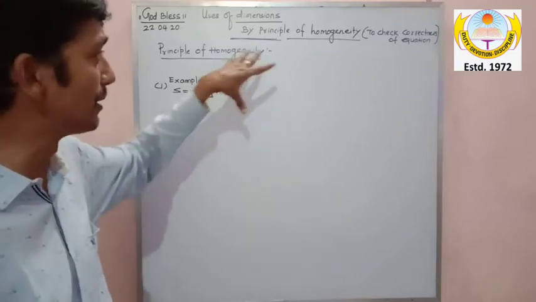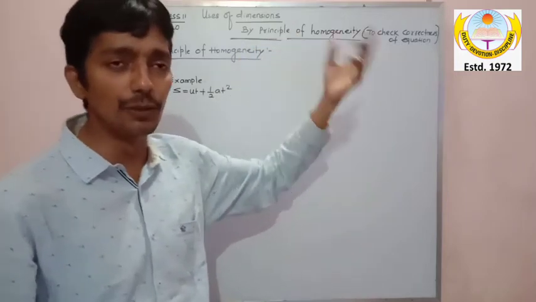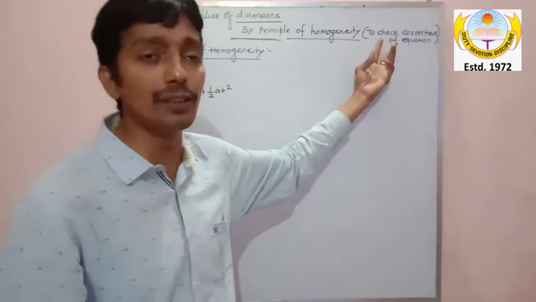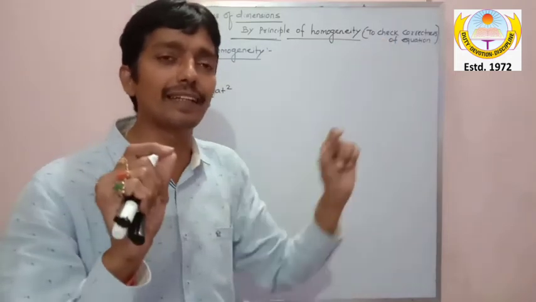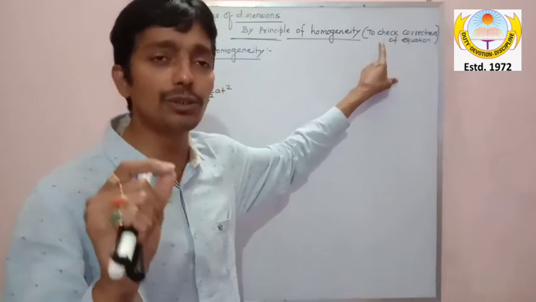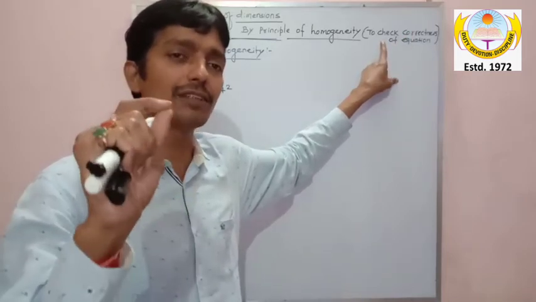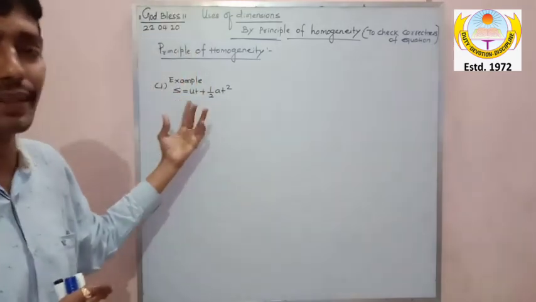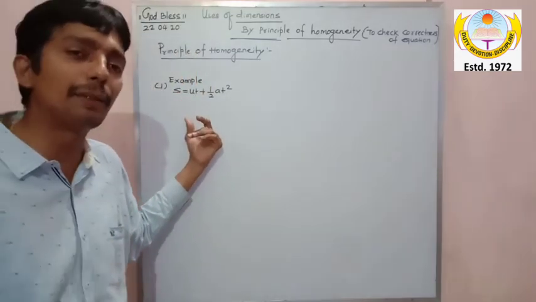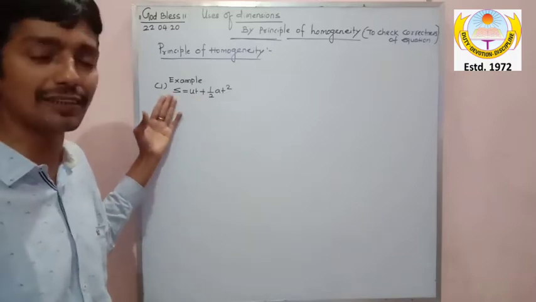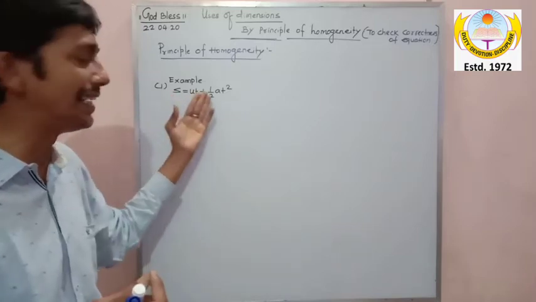And my dear, this principle of homogeneity, this particular use of dimension, is applicable to check the correctness of an equation. Please note this down. It is used to check the correctness of an equation. Here in the example, you can see I have given the equation. How do I know it is an equation? Whenever, my dear, there is a LHS, that is left hand side, and a right hand side.